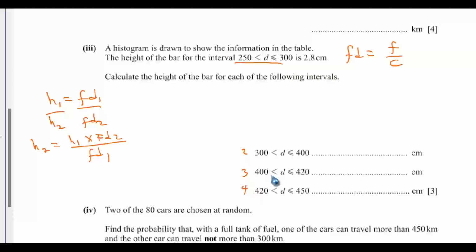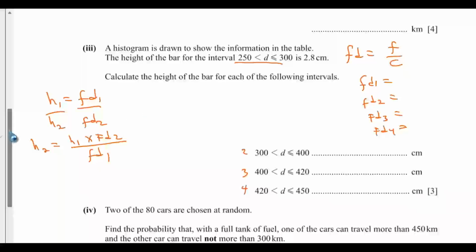Okay, so for the third one, h3 will be equal to h1 times fd3 over fd1, and for the fourth one, h4 will be equal to h1 times fd4 over fd1. So this is pretty easy. So I think what I can do is calculate the frequency densities of the first, second, and third columns. So fd1 will be equal to something, fd2 will be equal to something, fd3 equals this, and the last one fd4.